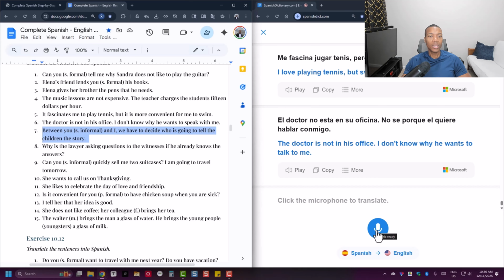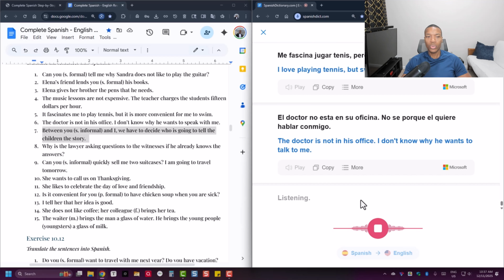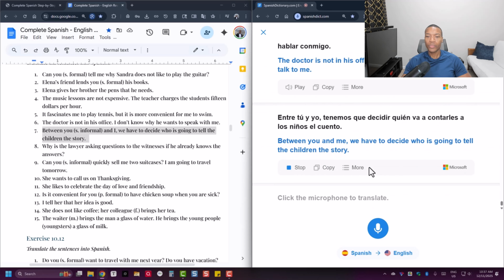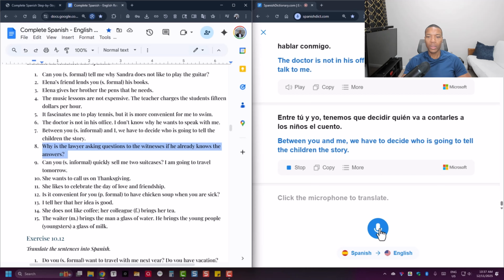Number 7. Between you and me, we have to decide who is going to tell the children the story. Entre tú y yo, tenemos que decidir quién va a contarles a los niños el cuento. Between you and me, we have to decide who is going to tell the children the story.